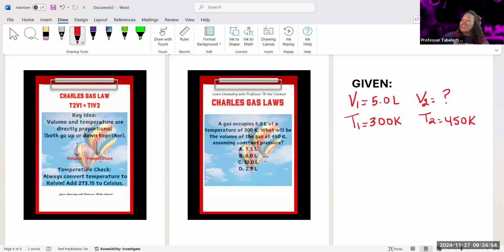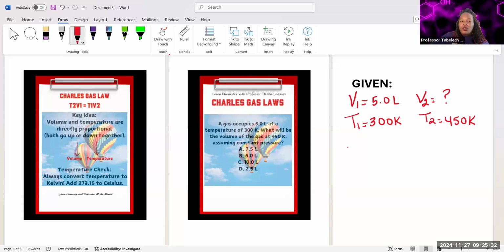What we noticed here is that the temperature actually increased. Not quite double, but it did increase by 150 degrees. Here's the thing though, because the temperature increased, your volume is also going to increase. So the number you're looking for should be greater than 5. If we look at our answer choices, we can obviously omit letter D. We can also omit letter C because our temperature did not double, but it did go up slightly. So the answer choice can be between letter A and letter B.